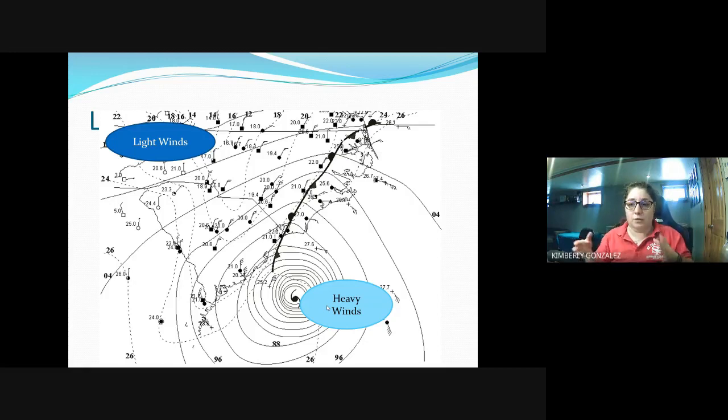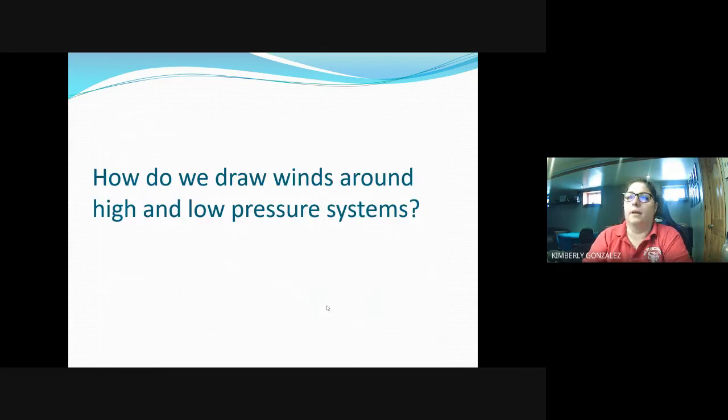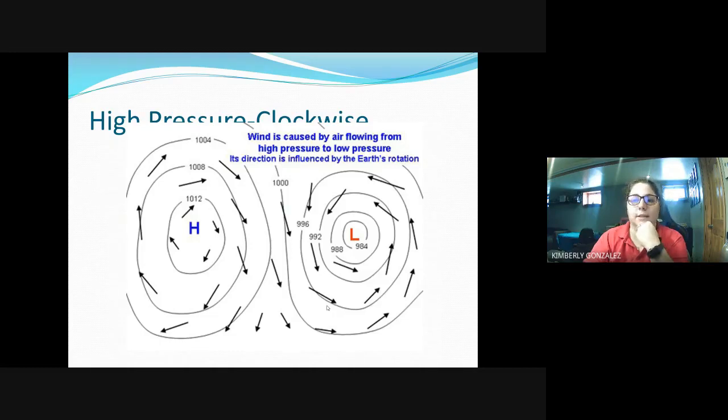So yesterday during the storm, if you were to print it out and actually see where the pressure changes were, they were going to be super close together because you could tell that we had a ton of wind yesterday. All right, so how do we draw winds around a high and low pressure system? Just like I did before, right? Around a high pressure system, it's going to be clockwise and out, towards the low pressure system, which is going to be counterclockwise and in.